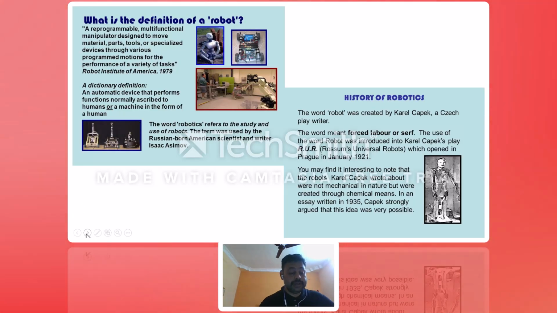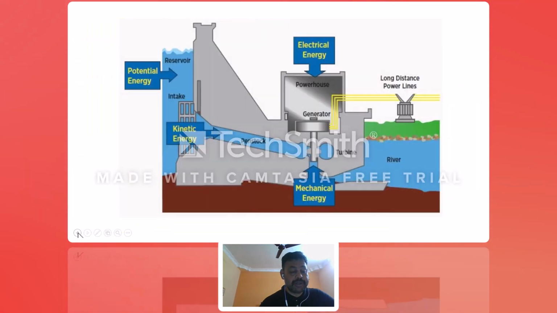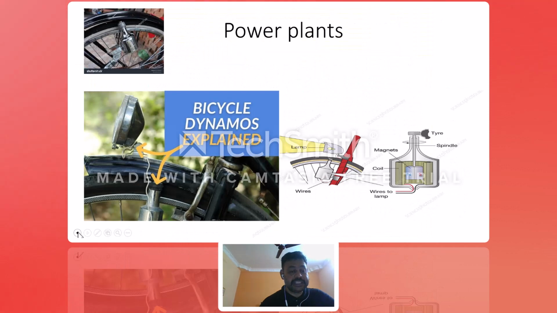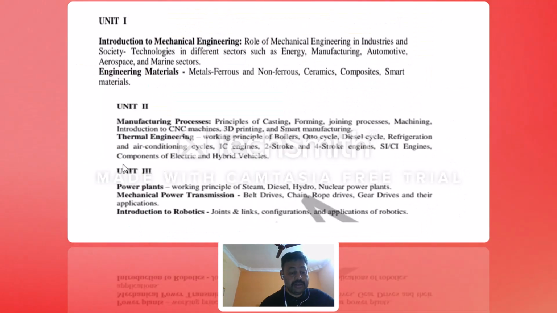And now the second half of the unit is over. Now I am going to the syllabus page again. Power plant is completed, mechanical power transmission is completed. Now I am going to talk about robotics.